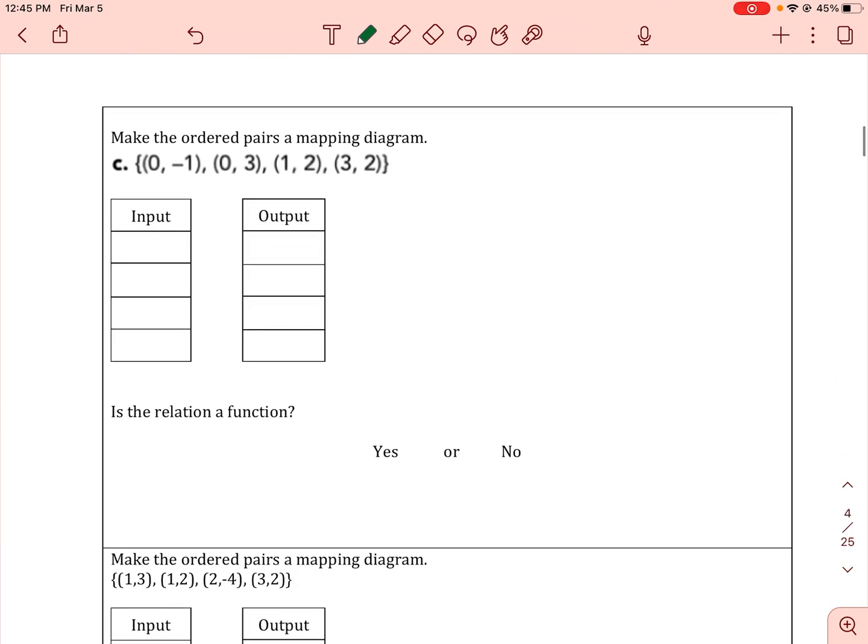So let's see what that looks like. I have 0, 1, and 3 in my inputs. I've got -1, 3, and 2 in my outputs. 0 goes to -1. 0 also goes to 3. See how that input split to two different outputs? That's not good. Because of this right here splitting to two different directions, this is not a function.